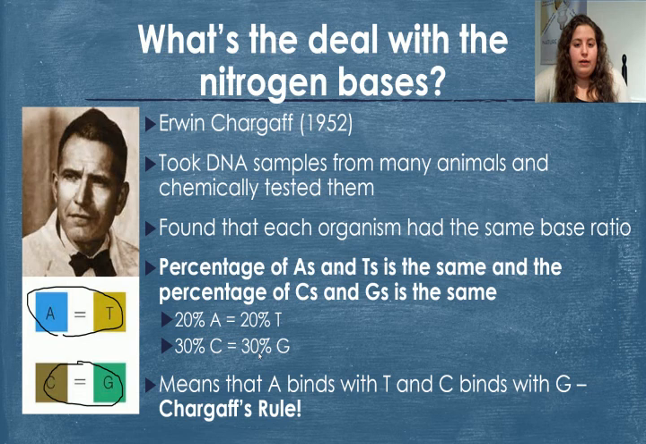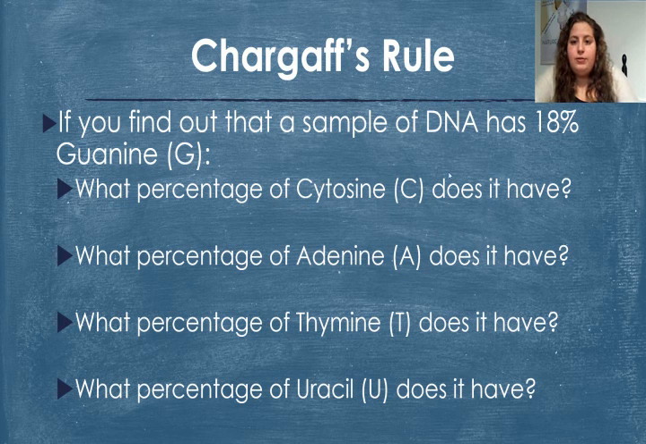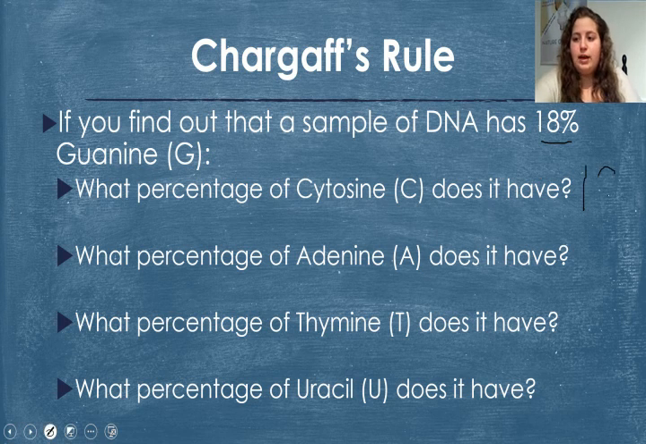This led to Chargaff's rule, which means that A binds with T and C binds with G. So let's do this math really quick because you may need to do this on a test or some type of standardized test in the future. If you find out that your sample of DNA has 18% guanine, how much cytosine does it have? Well, Chargaff's rule says that C and G are the same and A and T are the same. So that means that our cytosine is 18% of our DNA sample.